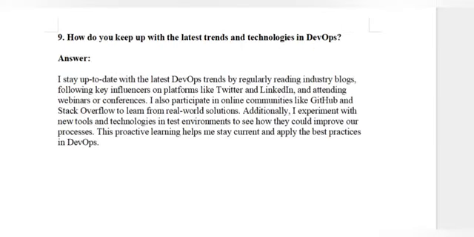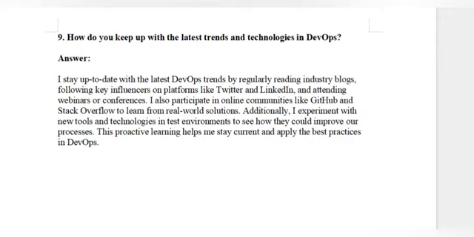Next question. How do you keep up with the latest trends and technologies in DevOps? You can answer this question as, I stay up to date with the latest DevOps trends by regularly reading industry blogs, following key influencers on platforms like Twitter, LinkedIn, and attending webinars and conferences.